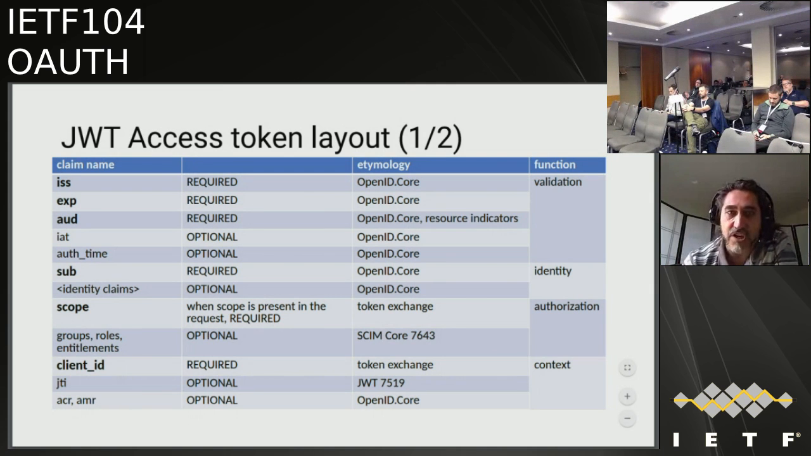We need to know the issuer. We need to know expiration. We really want to scope these access tokens down to an audience, and I'll have more to say about it in a couple of slides from now. And then we have like a classic information about the issuance time or authentication time, which can occasionally come in useful, but not mandatory.